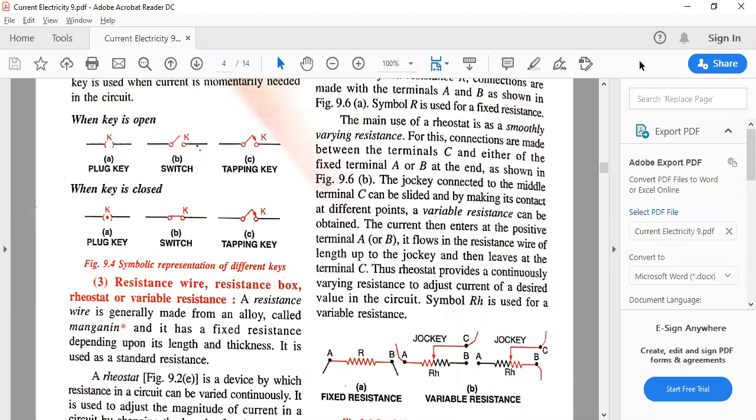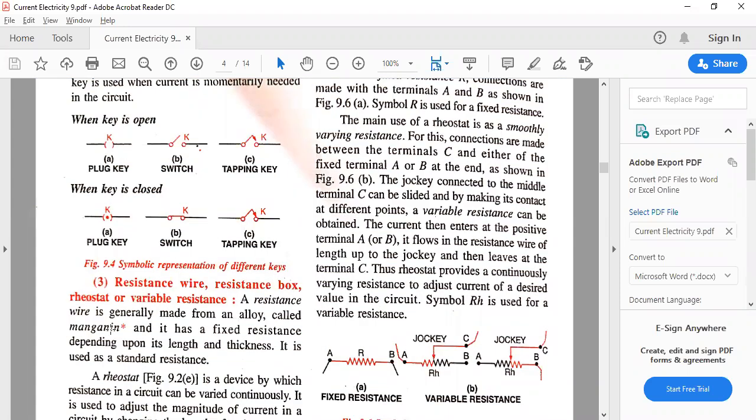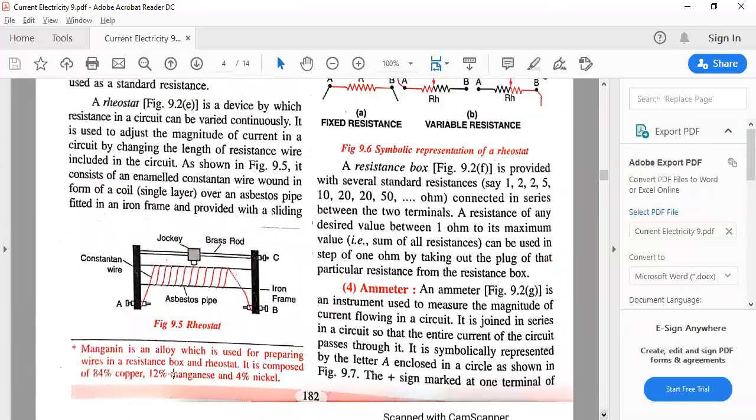Let's understand how you represent a resistance. Resistance wire is generally made from an alloy called manganese, and it has a fixed resistance. That means you don't have to change it. So what is manganese? Manganese is an alloy which is used for preparing wires in a resistance box and rheostat. It is composed of 84% copper, 12% manganese and 4% nickel.